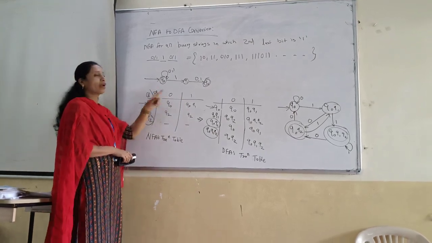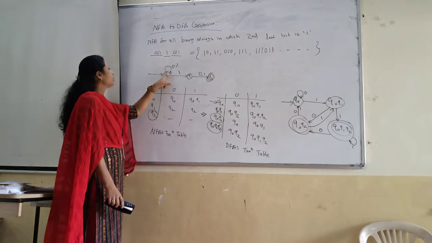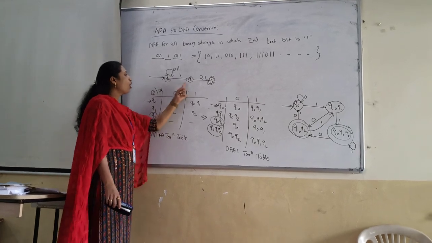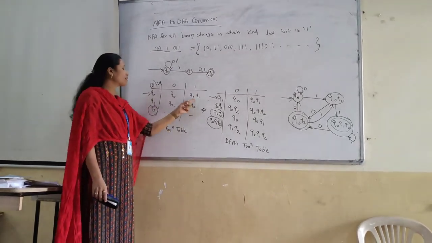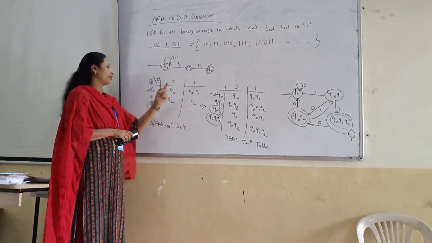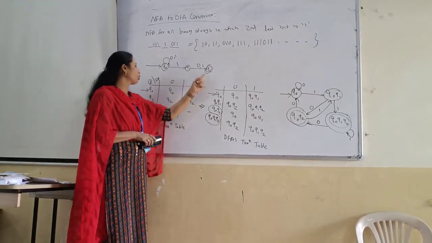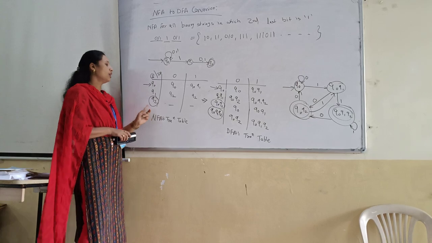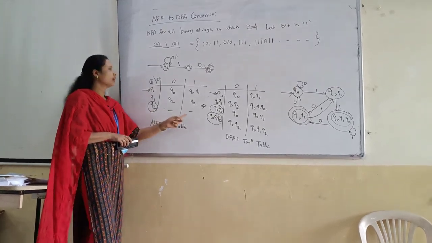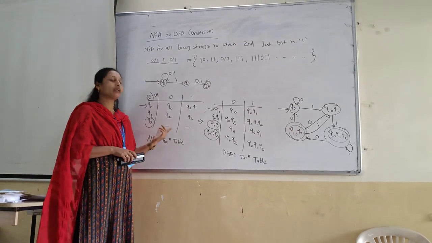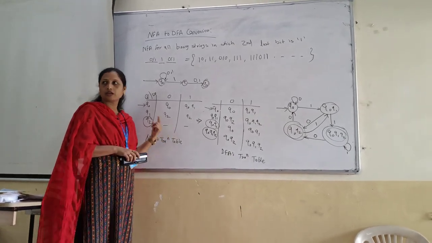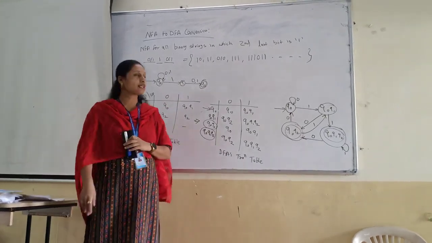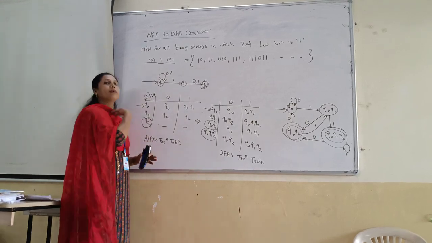Now, Q0 on 0. Everybody tell me. Q0 on 0 moves to Q0. Q0 on 1 moves to Q0 as well as Q1. List it down. Then for Q1, you check. For 0, we move to Q2. For 1, we move to Q2. Afterwards, for Q2, you check. Q2 on 0, nothing is there. Q2 on 1, nothing is there. Here you can write null, you can write phi, epsilon, or you can write a dash. So this is the NFA transition table.